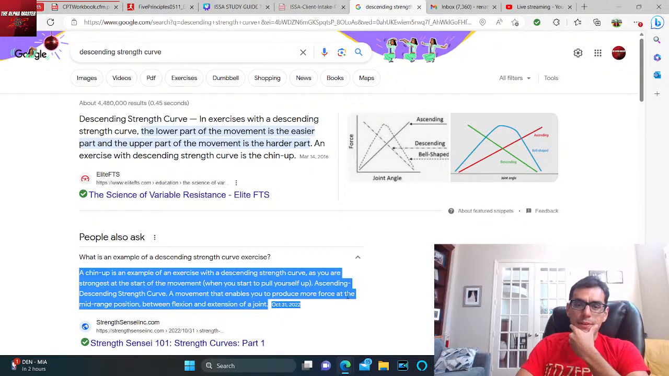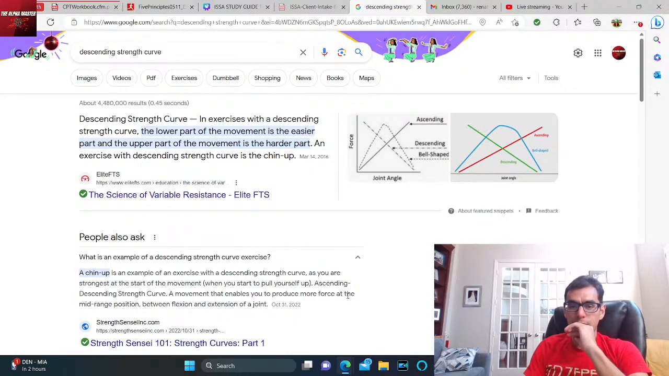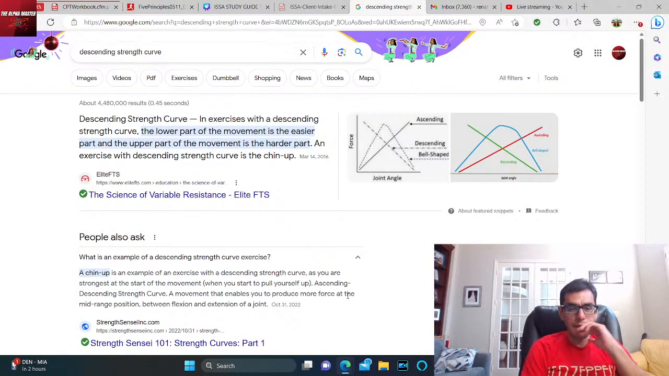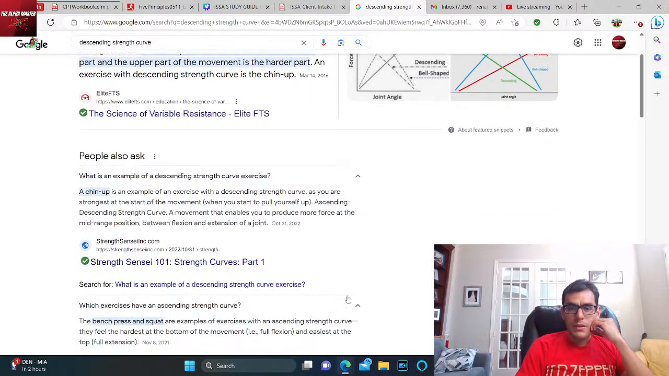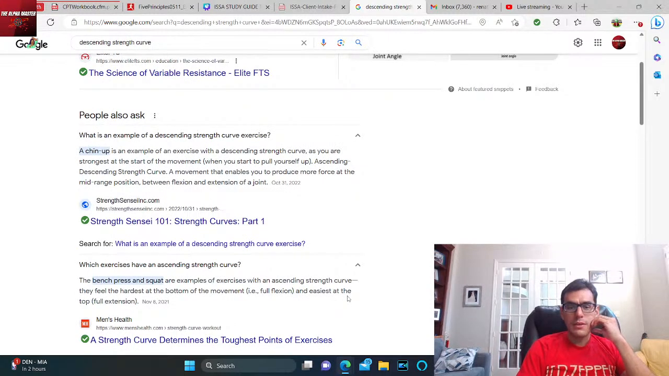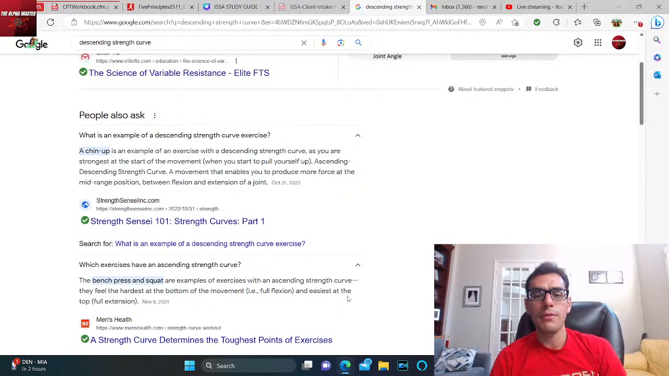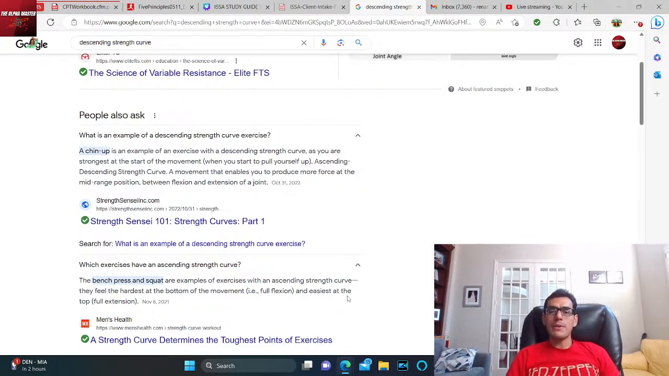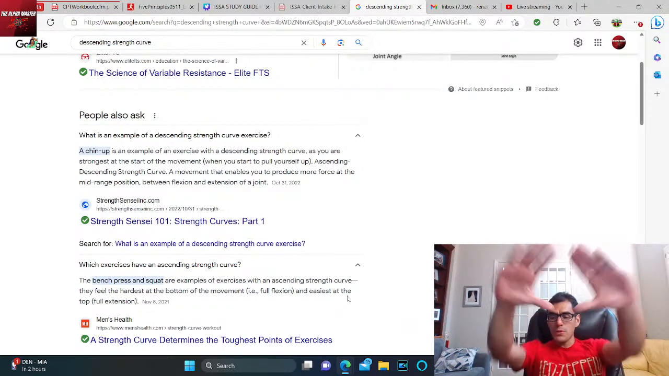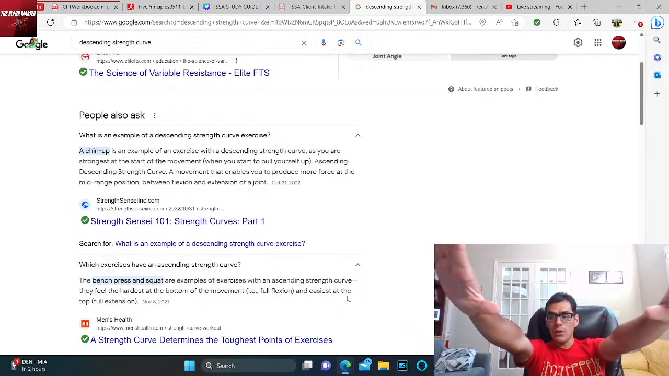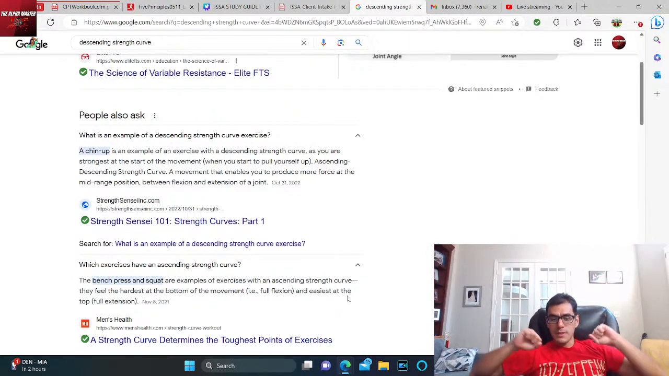And actually, the chin up is an example of an exercise with a descending strength curve. You are strongest at the start of the movement when you start to pull yourself up. So you have to think about bench press and squat for ascending strength curve. For descending strength curve, you have to think about the chin up or push exercises.